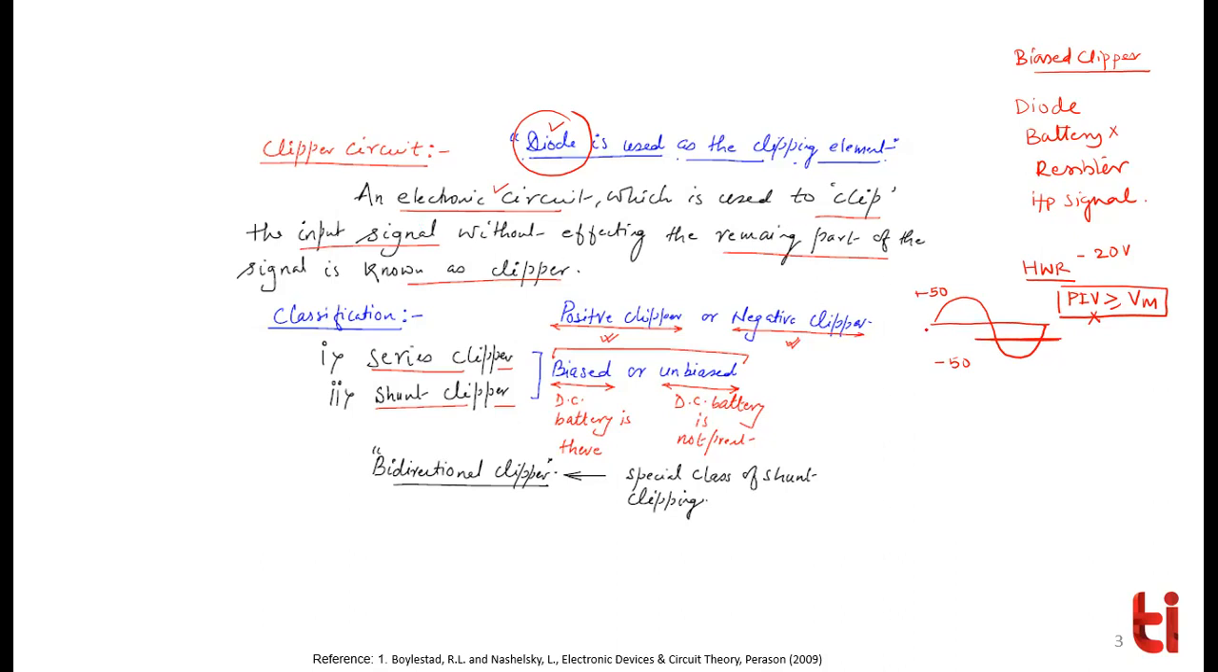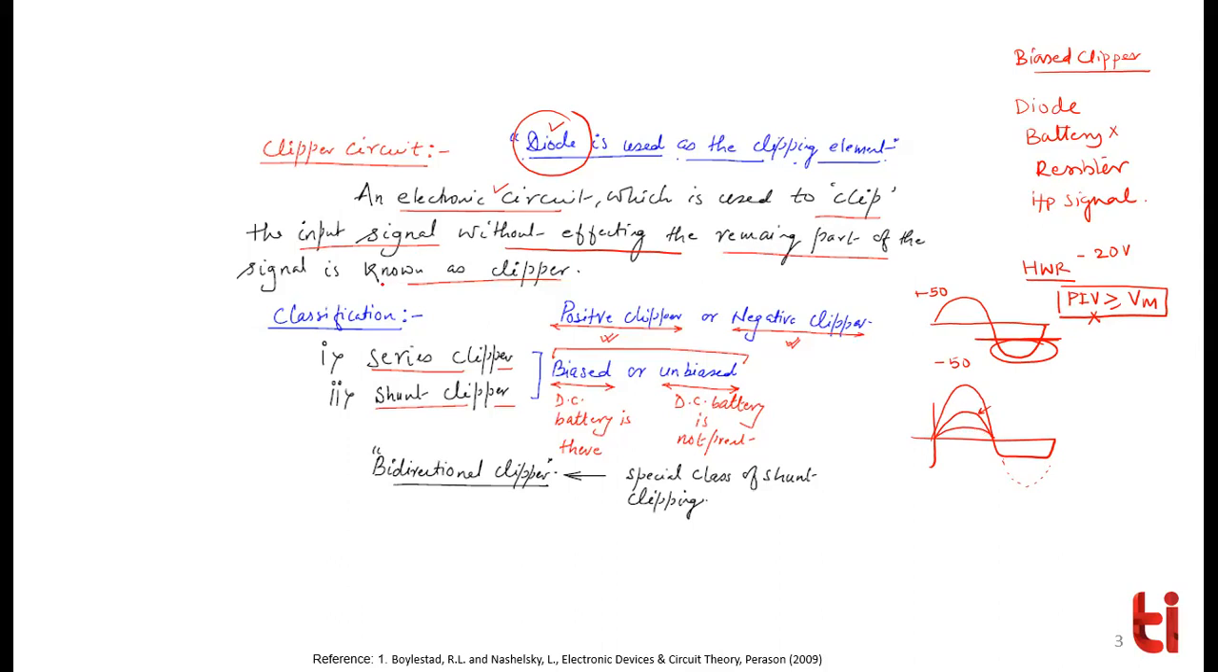It is used to clip the input signal. We have clipped this portion, so the output will be something like this. The rest of this portion will not be there in the output of the Clipper circuit, without affecting the remaining part of the signal. It does not mean that if it clips this, the rest will get distorted. No, the rest of the portion will be unaffected, and you can clip any portion which you want. This is known as a clipper circuit.